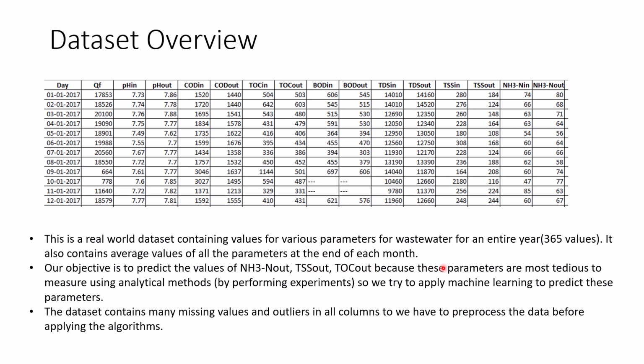These parameters are most tedious to measure using analytical methods by performing experiments. So we try to predict them using machine learning algorithms. The data set contains many missing values and outliers in all the columns, so we have to pre-process the data.